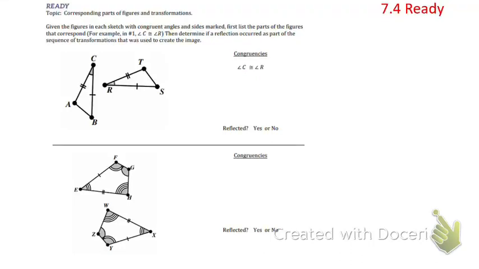In the 7.4 ready, we'll be looking at the corresponding parts of figures and whether reflections were involved with the transformations. So what they want us to do is, given these figures in each sketch, there's either some sides or some angles that are marked congruent. We're going to begin by listing out which parts are the corresponding congruent pieces that they've marked.